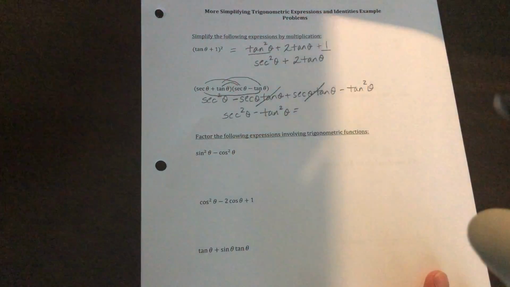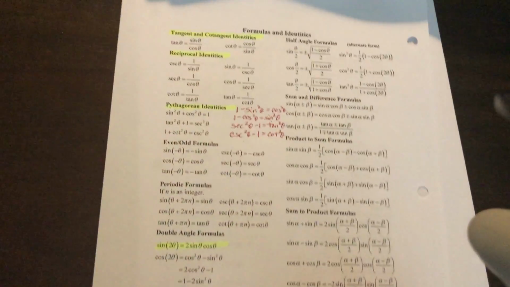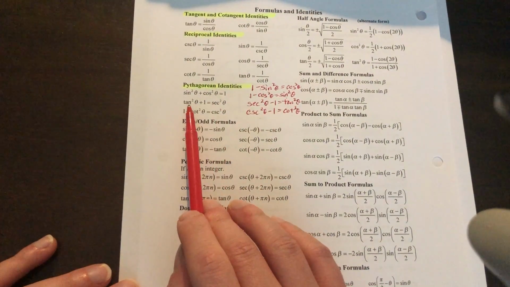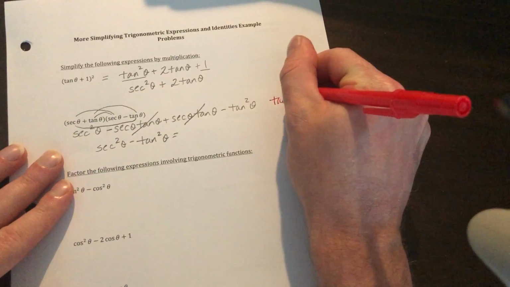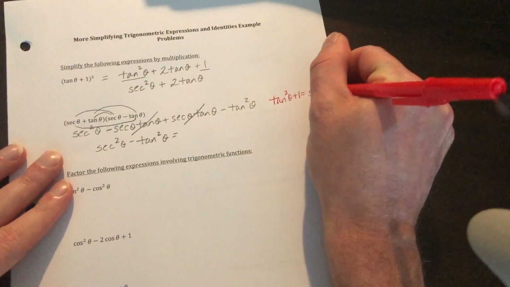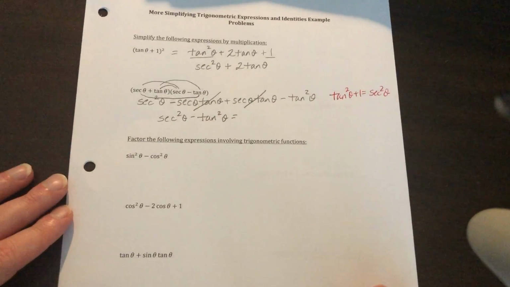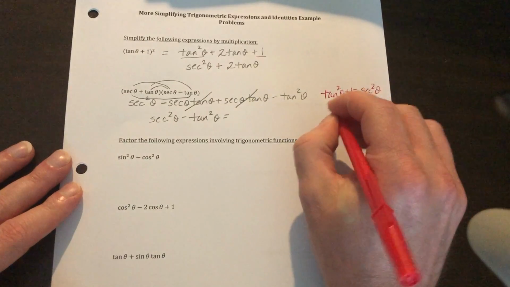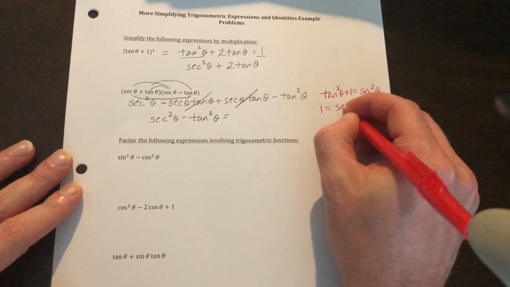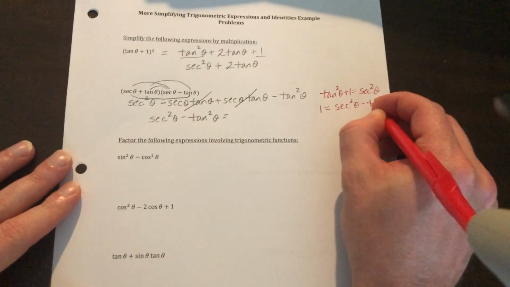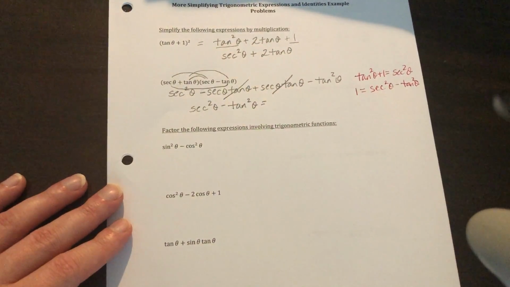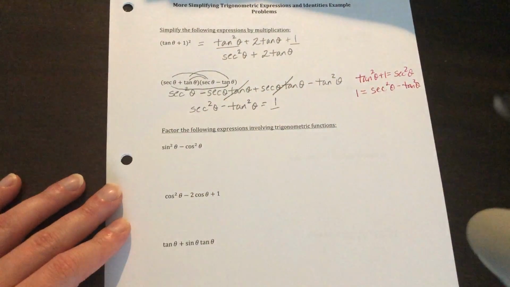Now, that is actually equal to, so this is our Pythagorean identity right here, tangent squared plus 1. I'll go out to the side and derive it for you. If I want to solve for secant squared minus tangent squared, I'm going to subtract the tangent squared to the other side. So I'm left with 1 is equal to secant squared theta minus tangent squared theta. That's just how you manipulate it. So this whole expression goes to 1.